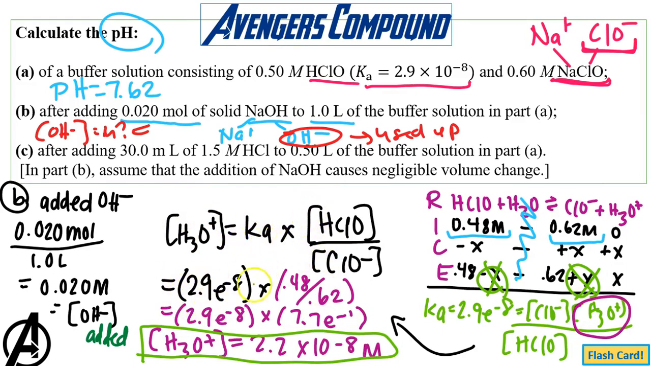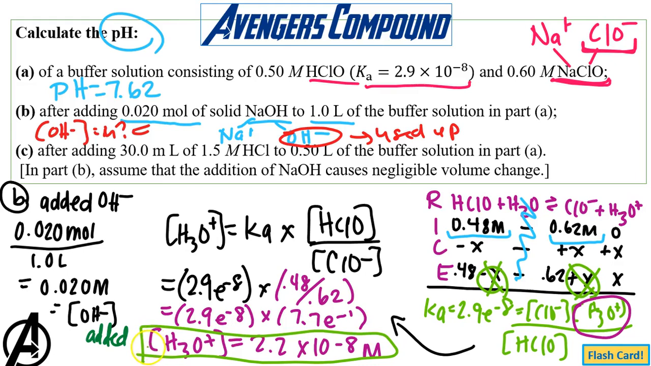So we get 2.9 times 10 to the negative 8 multiplied by the concentration of HClO, which is 0.48, divided by the concentration of ClO minus, which is 0.62. This, when you divide it, is 7.7 times 10 to the negative 1. When I take my 7.7 times 10 to the negative 1 and multiply by 2.9 times 10 to the negative 8, I get an H3O plus concentration of 2.2 times 10 to the negative 8 molar.